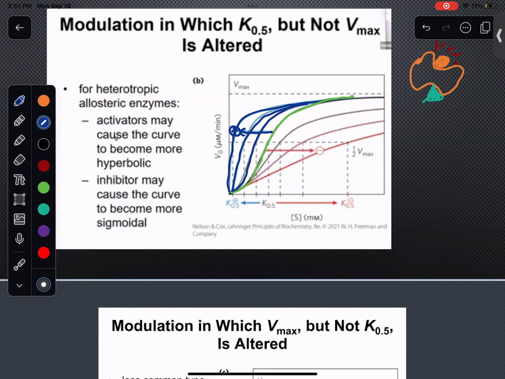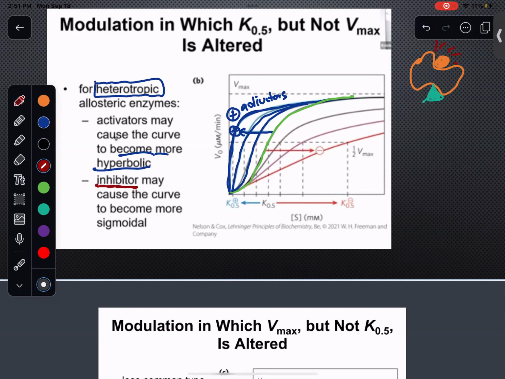But as you have more positive regulation or positive activation, I should say, positive activators, the more you have positive activators, the more aggressive they are, the more of a hyperbolic curve you're going to see. Okay. And this is for heterotropic allosteric enzymes. That's important. Okay. What about inhibitors?